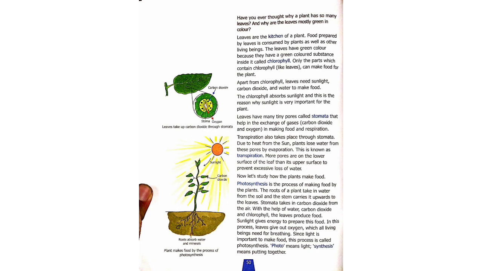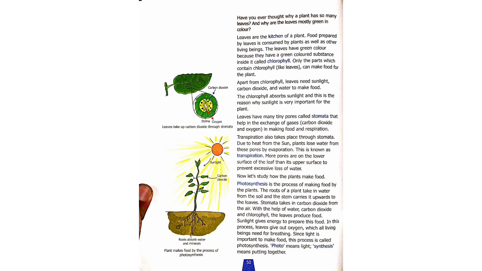Now children, next process is known as transpiration. Transpiration also takes place through stomata. Due to heat from the sun, plants lose water from these pores by evaporation, and this is known as transpiration. Now children, let us discuss stomata. Leaves have many tiny pores called stomata that help in the exchange of gases like carbon dioxide and oxygen in making food and respiration. Now what are stomata? Stomata are the tiny pores present in the leaves which help in the exchange of gases during the preparation of food and respiration. Transpiration also takes place through these tiny pores known as stomata.